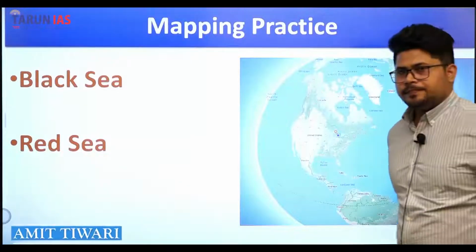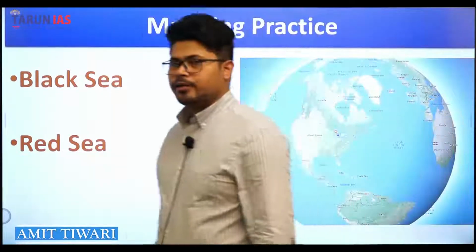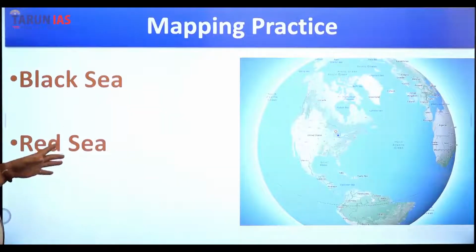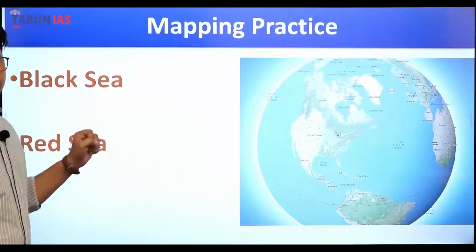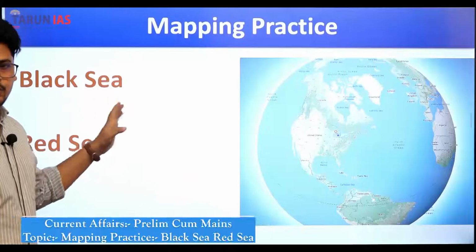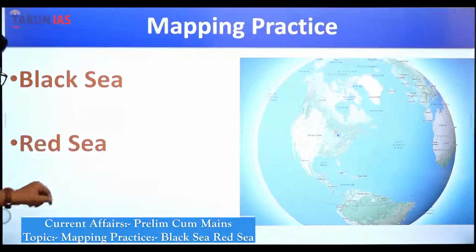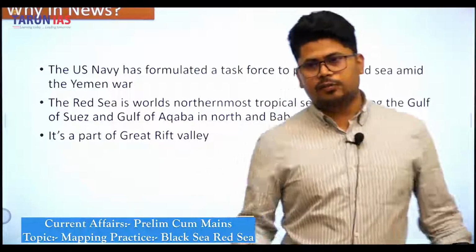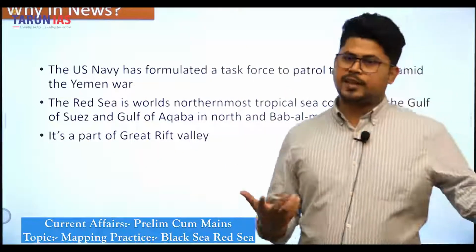Okay, at the end we are going to take what? Mapping practice. We have two seas which are very important from the mapping practice, and they have consistently been asked in the UPSC exam. We'll also take a previous year question that was asked by UPSC. The first one is Black Sea, the second one is Red Sea. And what a coincidence, we have two seas by the name of their colors.